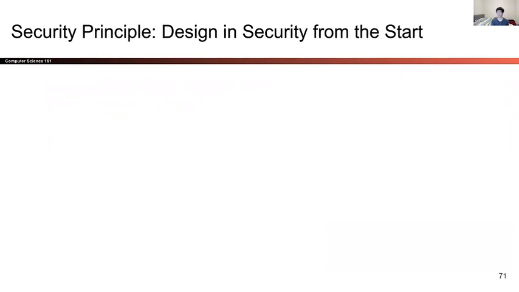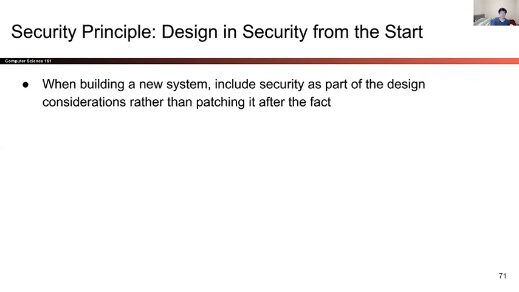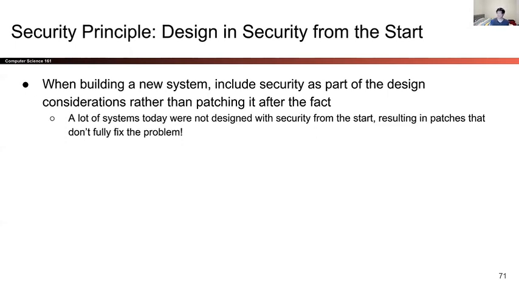All right, finally, design and security from the start. And I think this one speaks for itself. When you build a new system, you should include security as part of the design process, rather than patching it in after the fact. A lot of the internet, or a lot of systems that we still use today, did not do this. Email did not do this. The internet did not do this. HTTP, the protocol used for websites, did not do this. And so basically what we have today are a bunch of patches that are really clunky and they're really hard to use and they don't fix the problem entirely.